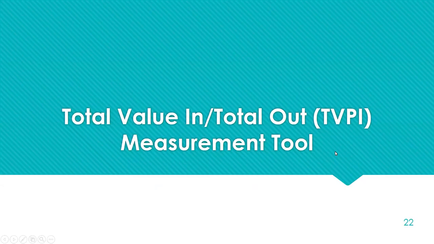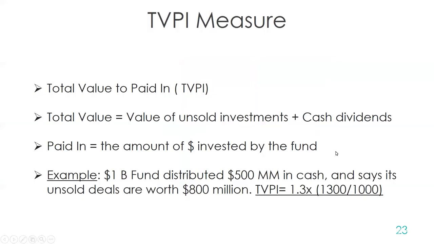The total value in, total out measurement tool, I think that's probably the simplest to understand. So the example, as you can see here, is if you have $1 billion that was invested, and after a few years, 500 million in cash has been distributed as a dividend, and the PE manager says, guess what? We still have $800 million of value. Then your TVPI is 1.3 billion divided by a billion, it'd be 1.3.